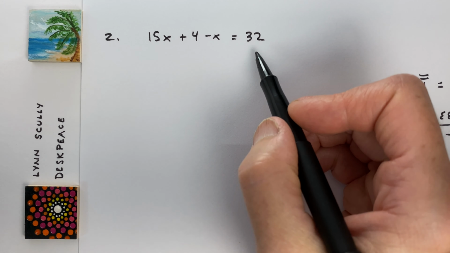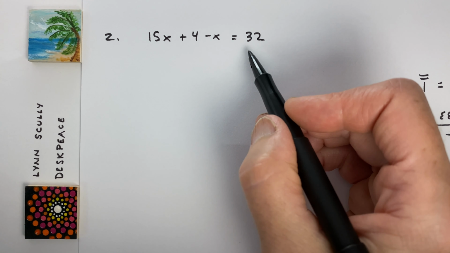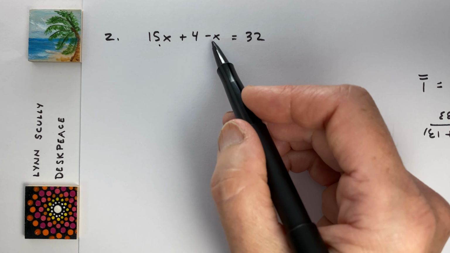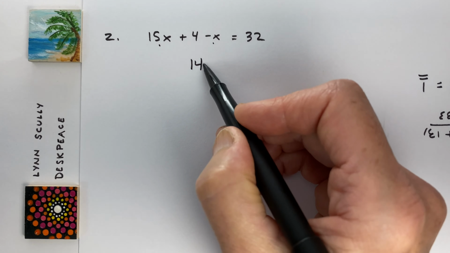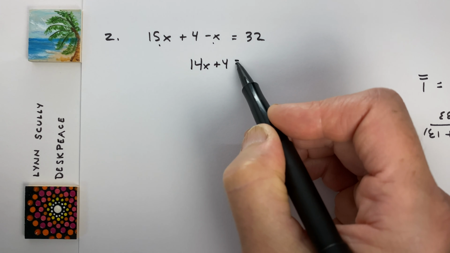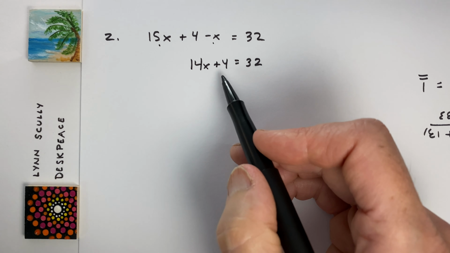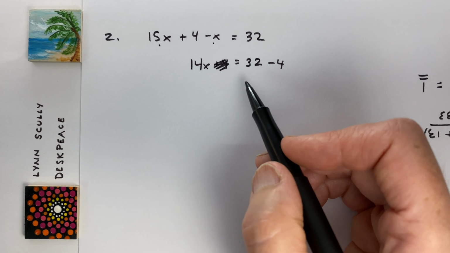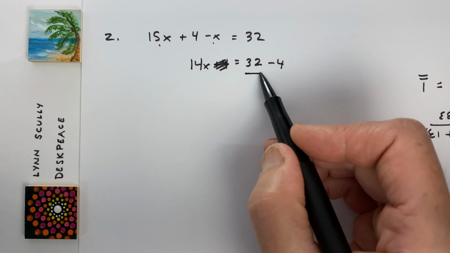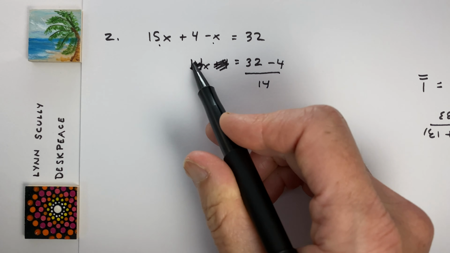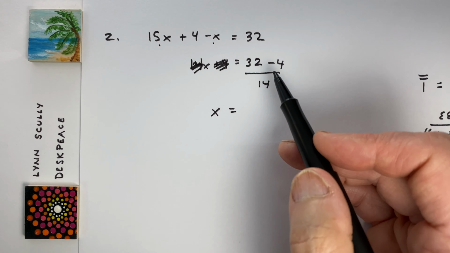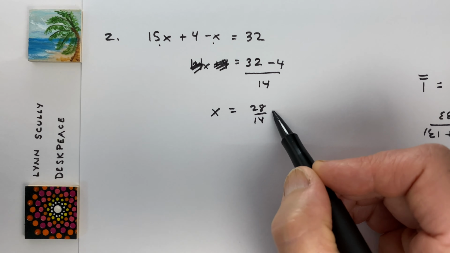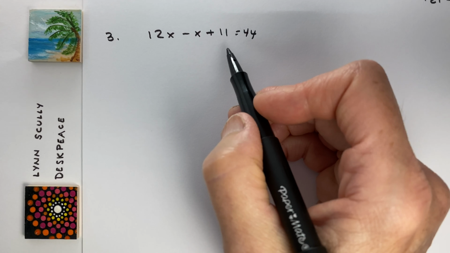Number 2, 15x plus 4 minus x equals 32. I want to get my unknowns together. I have 15x minus 1x, which is 14x, plus 4 equals 32. Now the 4 is attached by addition, move it by subtraction to the other side of the equal sign. The 14 is attached by multiplication, move it by division to the other side of the equal sign. I'm getting x equals 32 minus 4 is 28 over 14, which is 2.